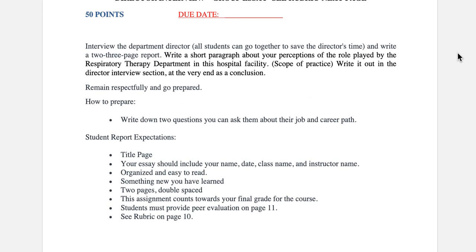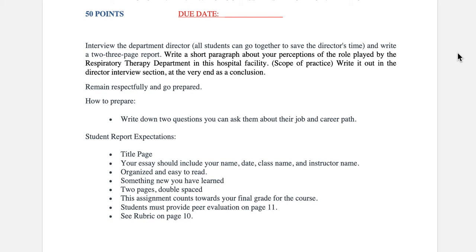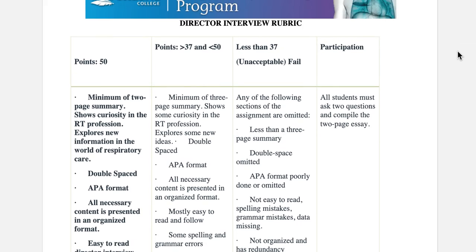And why did they choose this position? The students must bring 2 questions with them, ask that at the interview, and everybody just makes one essay and then submits it to me. And then I again grade that.